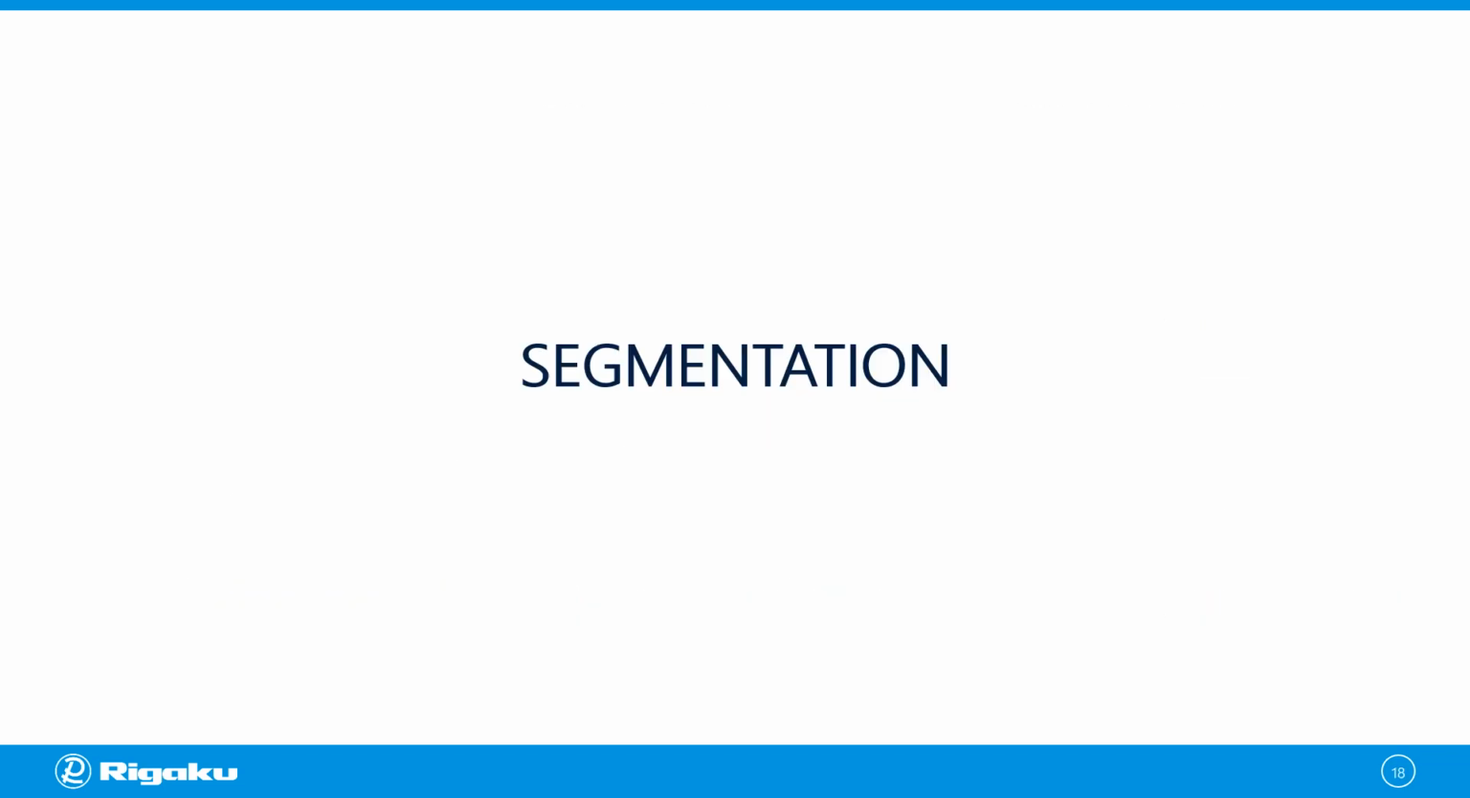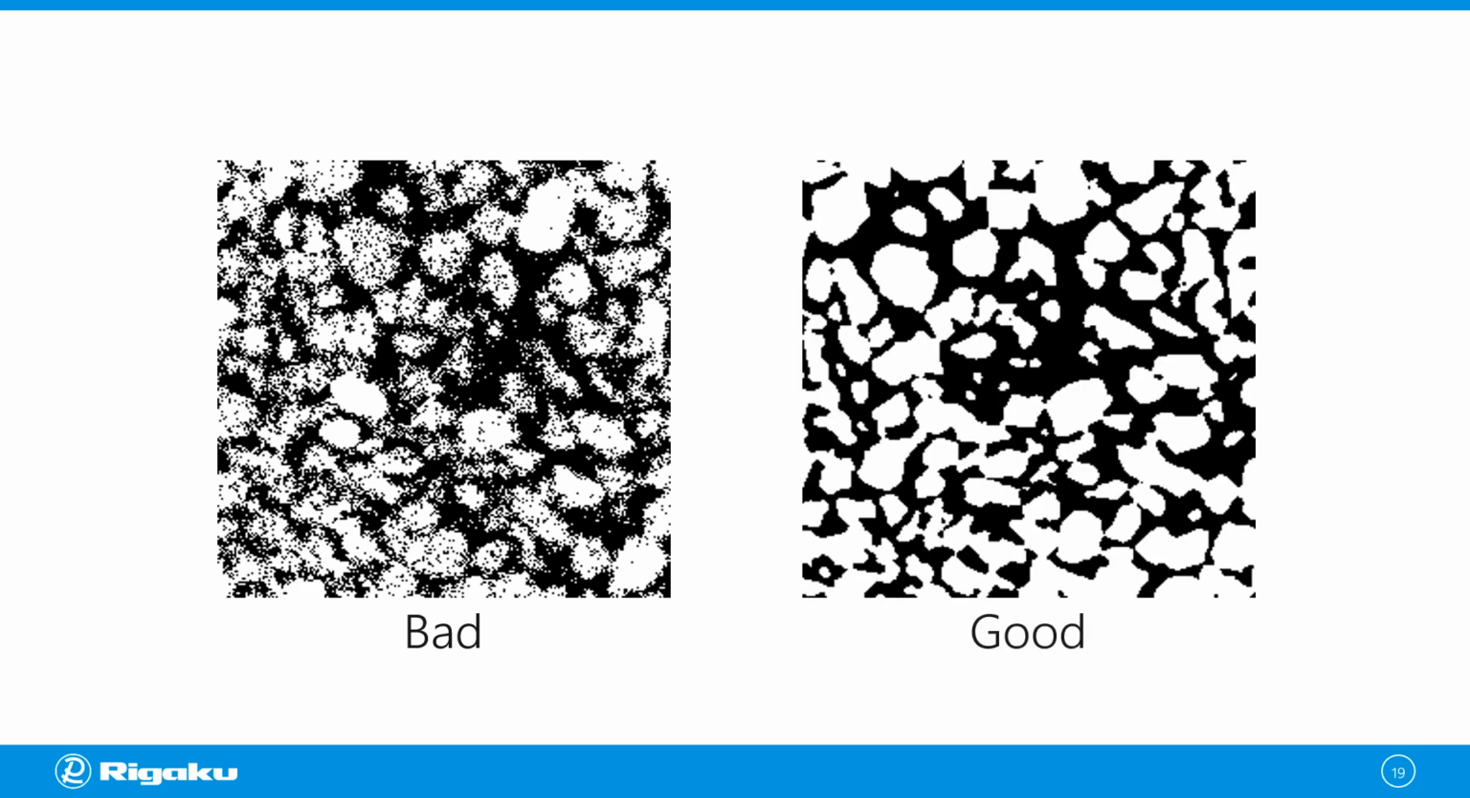Now let's move on to segmentation. So as we saw a second ago, this would be bad segmentation. And this is good segmentation because you don't have a lot of noise bits in either the pore space or the grain space. So how do we get this good segmentation? First of all, your data needs to be good. But even when the data is pretty good, you might have a hard time segmenting the image.